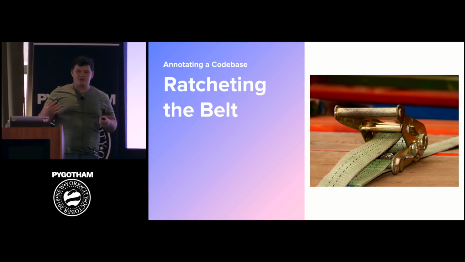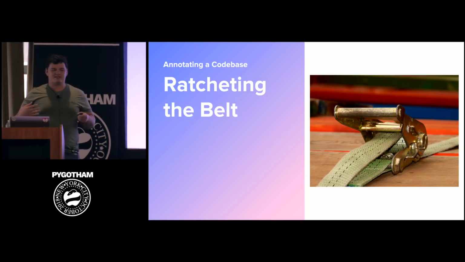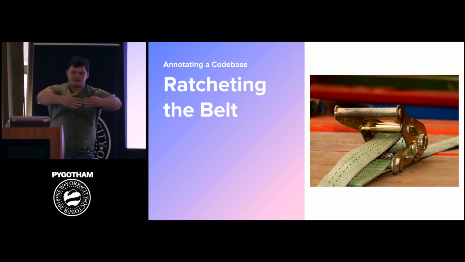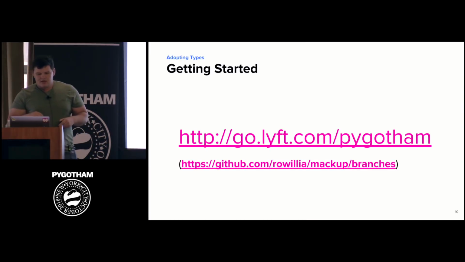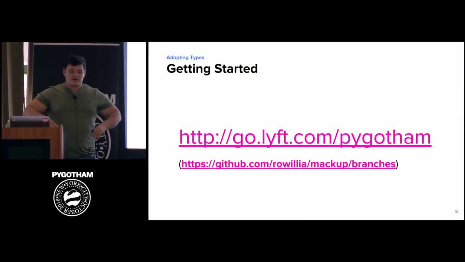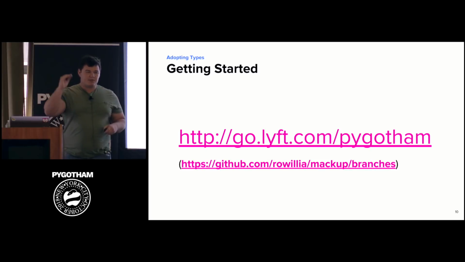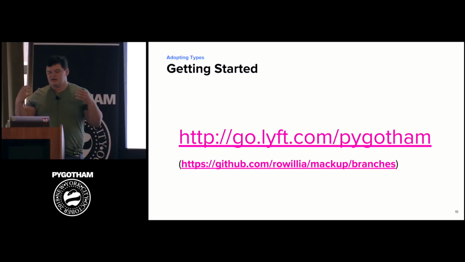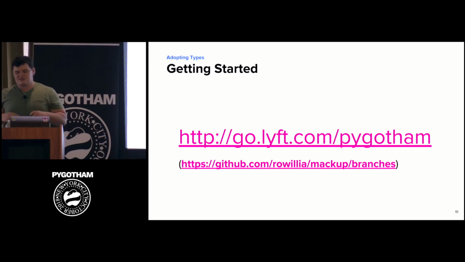And we'll be talking about an approach here I like to call ratcheting the belt. If you've ever seen a belt ratchet like this, we have a problem, we want to throw a belt over it, just kind of get our arms around it, and then slowly tighten the belt until we have a fully typed code base. Cool. So if you want to follow along, you can go to go.lyft.com/pygotham, and there's 14 branches there that walk you through what we're going to do here today. I've been doing demos for a while. I know the demo gods are unjust, so I'll just be switching branches to change code here.